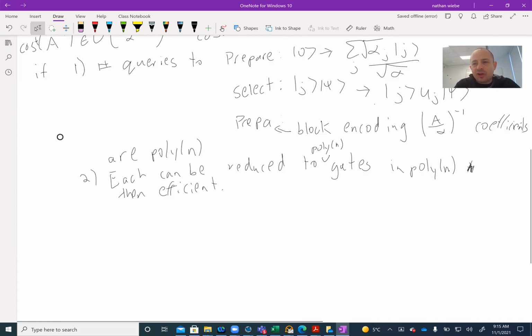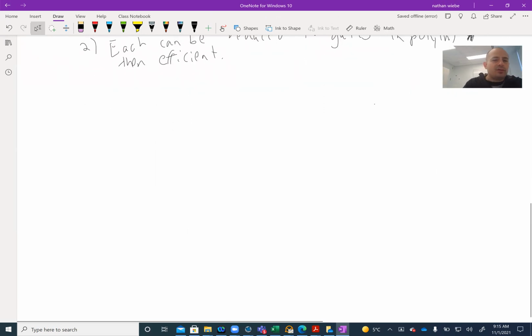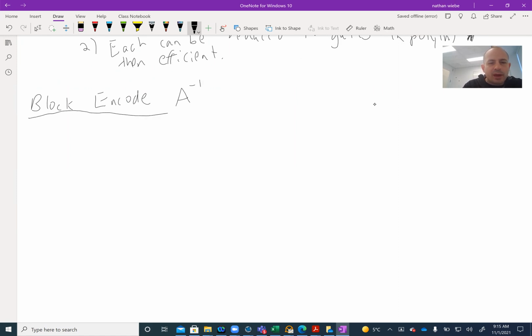Okay, so let's just go through how this all works. The first bit that's needed is we need to figure out a way to block encode A inverse. Okay, so specifically, how are we going to do this? Well, the basic idea, if you recall, was using prepare and select, we can construct a block matrix that's of the form A over alpha and a bunch of junk out here.